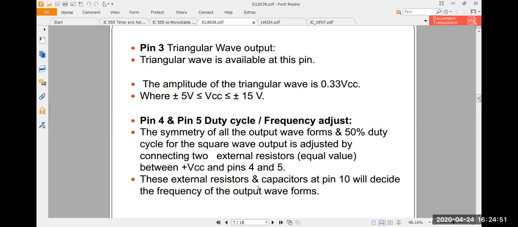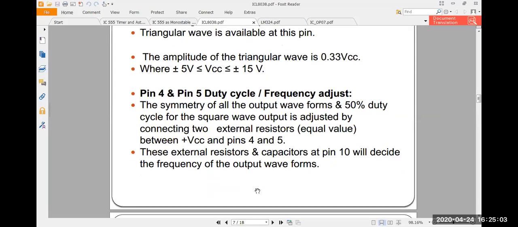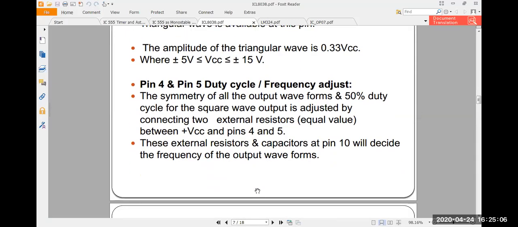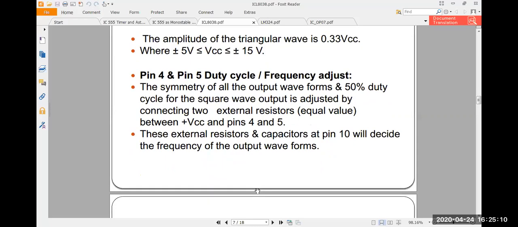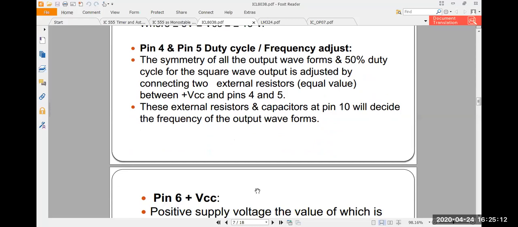So these are the designing parameters as far as square wave output is concerned. And the external resistors and capacitors at pin number 10 will decide the frequency of the output waveforms. See, this is actually the excerpt of the entire working of the IC 8038.